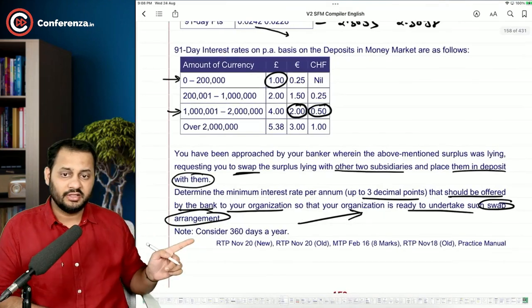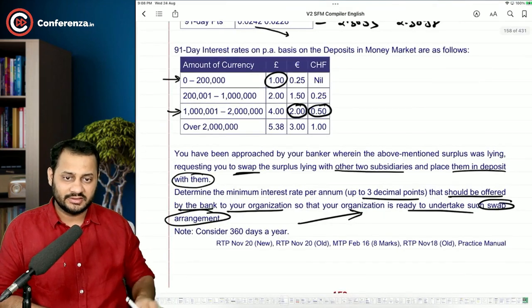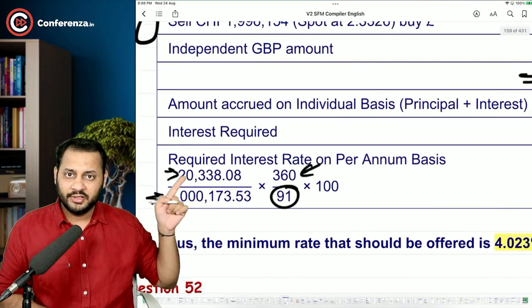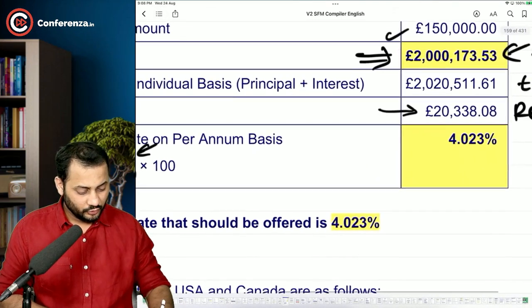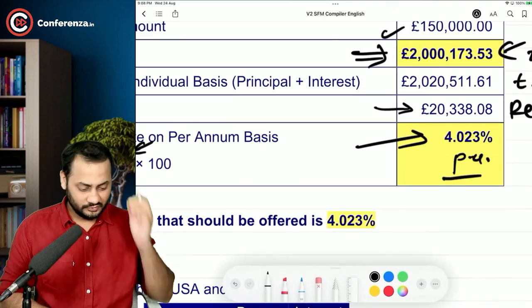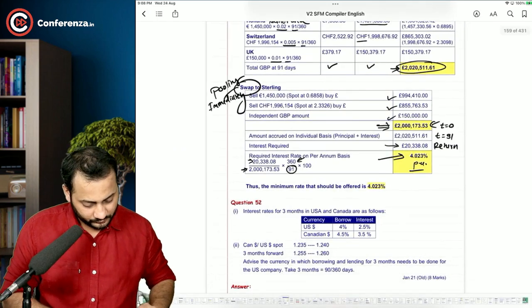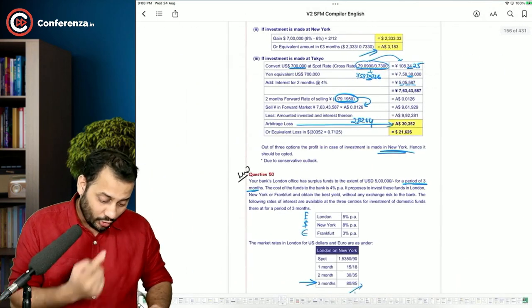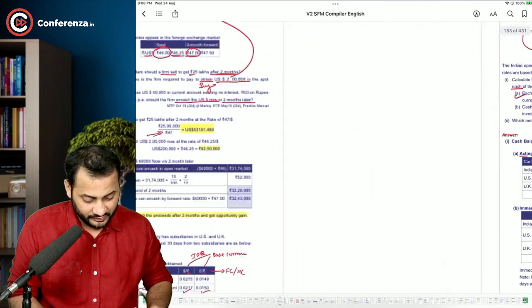Yeah, it was clearly given in the question that we have to take 360 days. So the question is very much clear about this calculation. Converted into per annum, the answer is 4.023% per annum. Now, let me go through the previous question where this 4.023% was already given in the question itself.